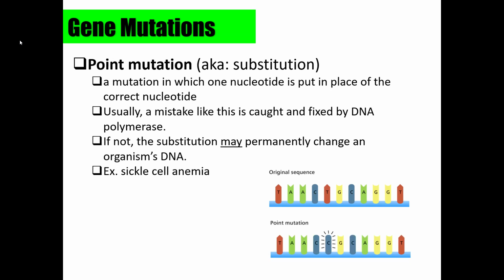All right, so here's an example. Here at the top, you see the original DNA sequence. So we see T, A, C, T, G. This is the way it's supposed to be. But in a point mutation, a substitution mutation, we can see that one nucleotide is just simply swapped for another. So instead of thymine, we have cytosine. And this could impact the organism, or it may not impact the organism.